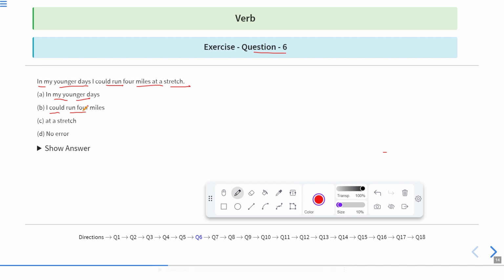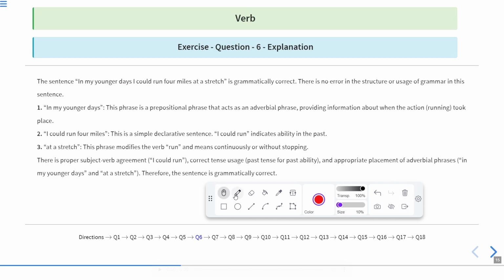Now, I could run 4 miles at a stretch. At a stretch is a phrase. Could shows the ability of the person in the past. So, again, the sentence contains no error because the entire sentence is grammatically correct. Now, let us see the explanation. In this sentence, in my younger days, I could run 4 miles at a stretch is grammatically correct. There is no error in the structure or usage of grammar in this sentence.